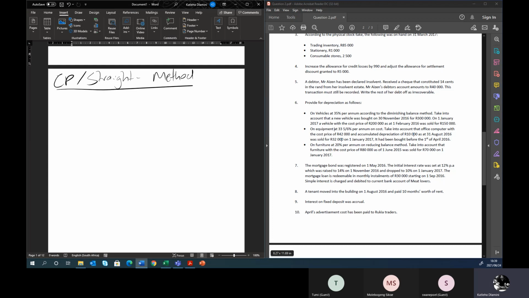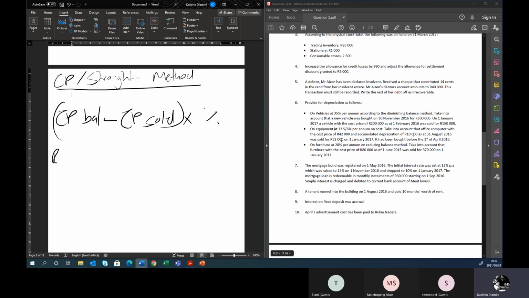When you're doing the old and remaining, remember it's still cost price multiplied by the depreciation percentage, right? So now, when you're doing old and remaining, you must say the cost price balance, right? That's what you had in the beginning. You're going to subtract the cost price of the asset that you sold, and then you're going to multiply it by the percentage.